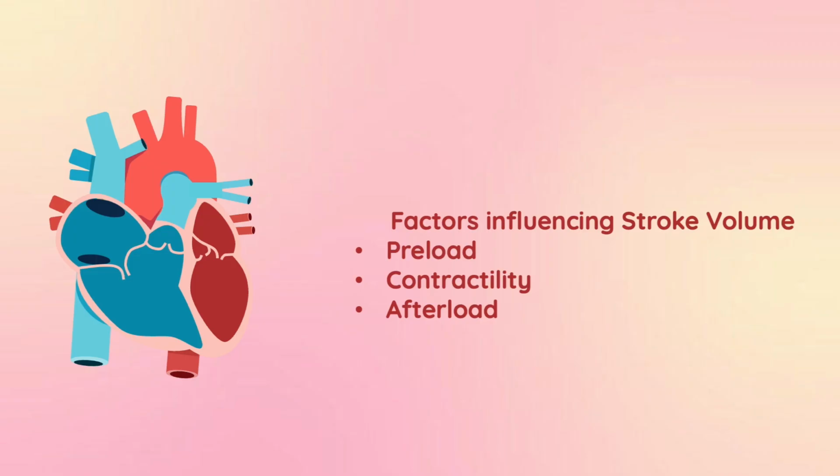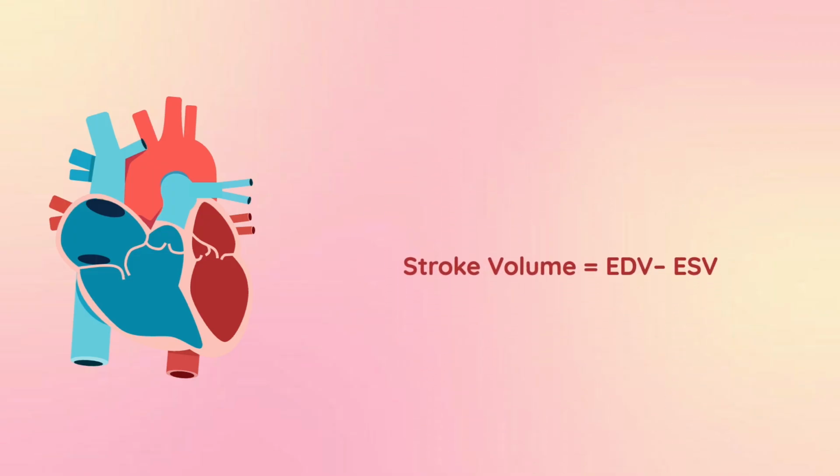Stroke volume is determined by the difference between end diastolic volume, the blood in the ventricle at the end of diastole, and end systolic volume, the amount left in the ventricle after contraction.